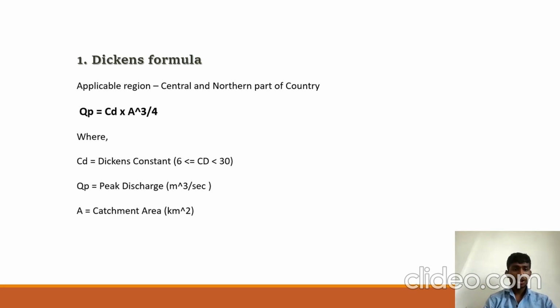The formula states that Qp is equal to CD into A raised to power 3 by 4. Peak discharge is equal to Dickens constant, which is given to us region-wise, into catchment area raised to power 3 by 4. Okay, thank you. The next formula will be covered by Rutvik Kankiran.